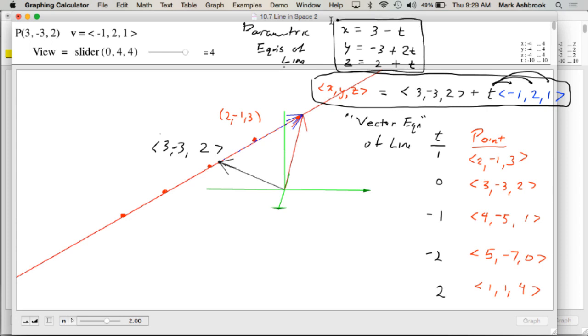There's also a symmetric form, but we're not going to deal with that. I think in the recitation they talked about symmetric form. Don't worry about that. So we just want vector equation of the line. That's that first one we did, the horizontal version. And then the separate parametric equations of the line.